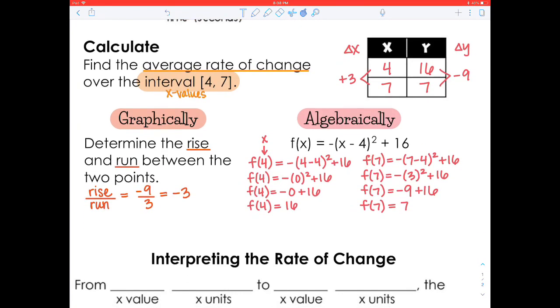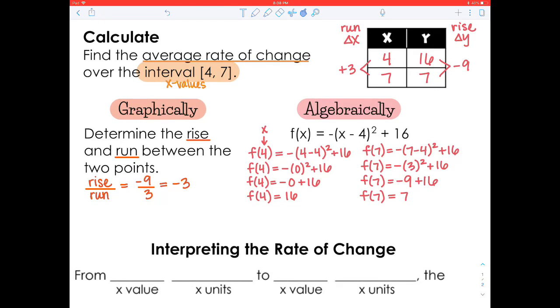Okay, so then same thing. That's your rise and that's your run. Your change in y is the same thing as your rise, and your change in x is the same thing as your run. So then we would divide them. Delta y over delta x is negative 9 over 3, which simplifies to negative 3, which is the same thing we got. So we were doing it for the same function, just in different ways.